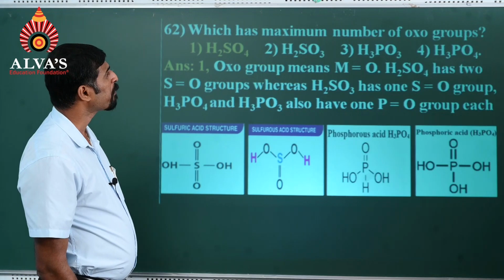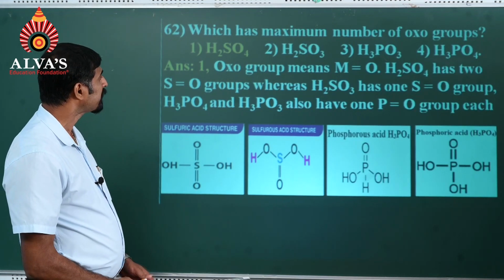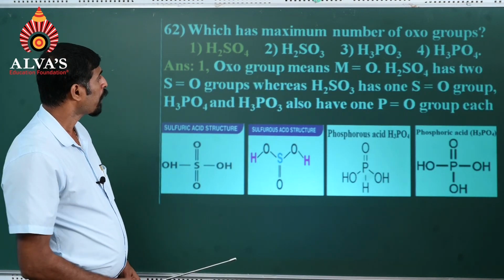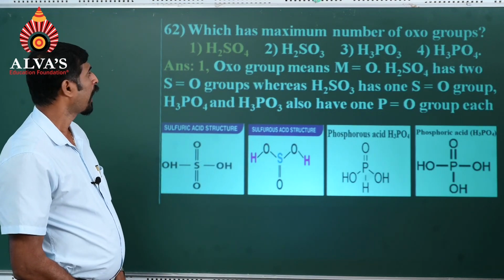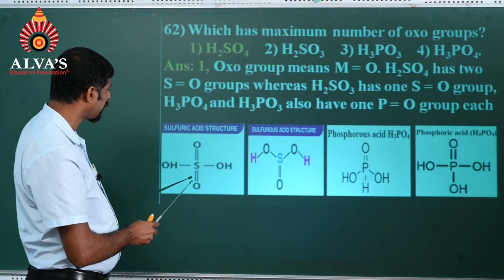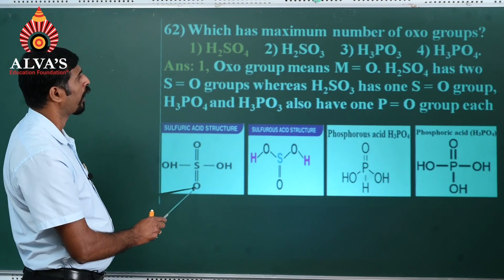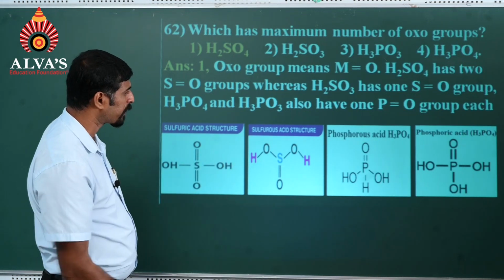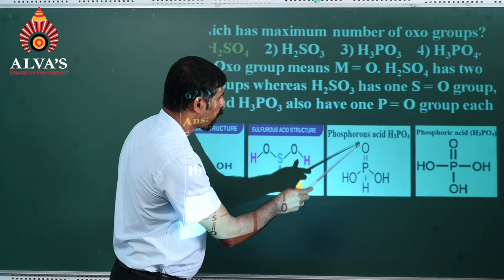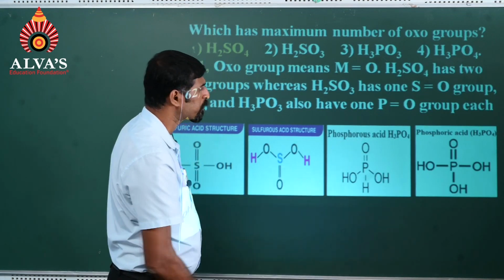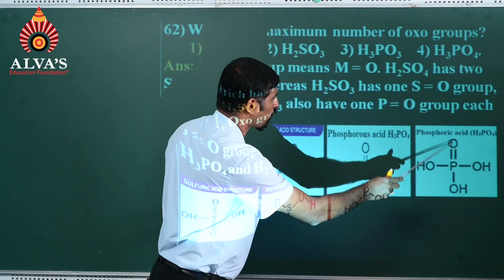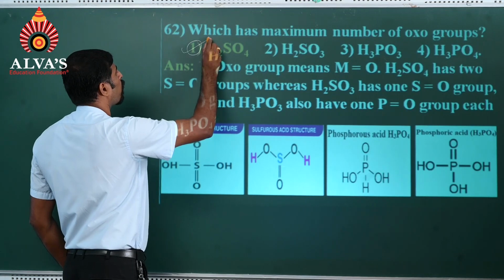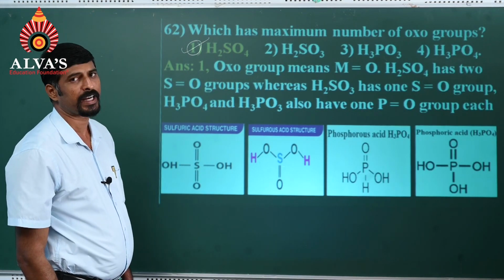Which has the maximum number of oxo groups? What is this oxo group? Oxo group means M double bond O, where M means the central atom. Now in case of sulfuric acid, see the structure, 2 oxo groups are present. In the case of sulfurous acid, 1 oxo group is present. In case of phosphorus acid, 1 oxo group is present. In case of phosphoric acid also 1 oxo group is present. Therefore option first has 2 oxo groups, and that's why option first is the right answer.